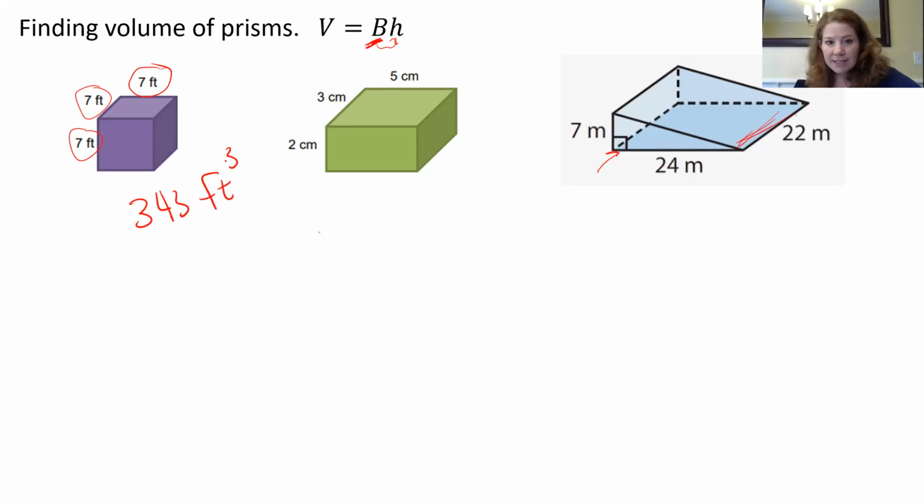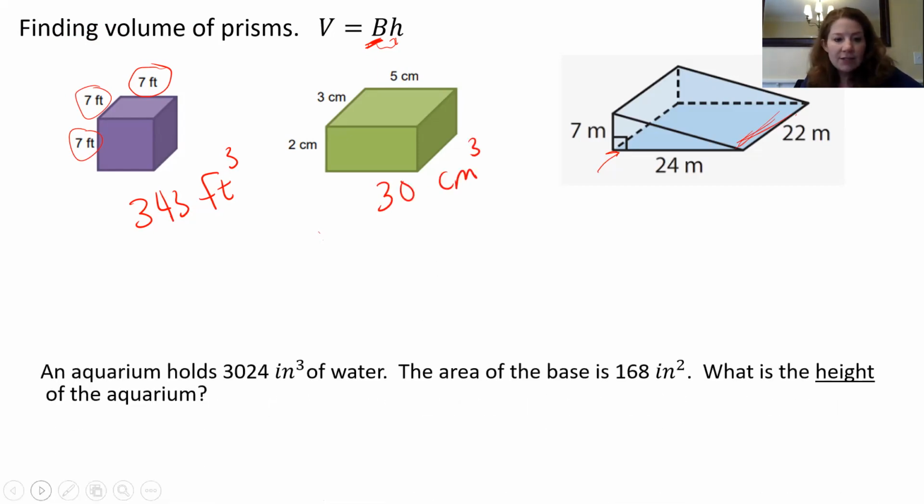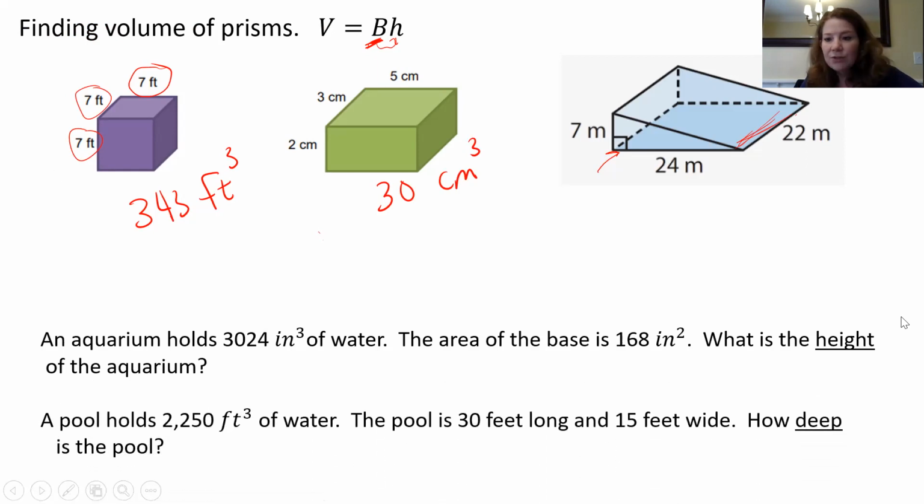The prism in the center is 5 times 3 times 2. So that one's 30 centimeters cubed. You guys try the rest of these, okay? And then turn on the video and check your answers.